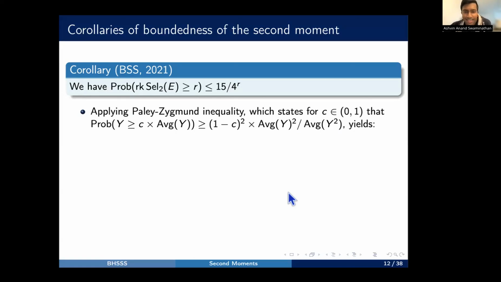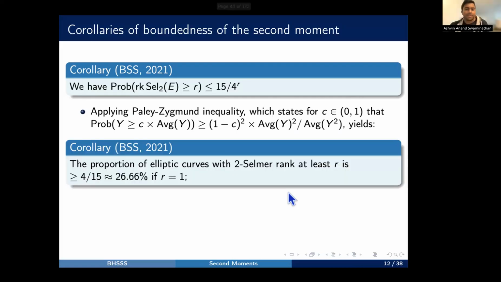If you apply that to this setting, you deduce the following: the proportion of elliptic curves with 2-Selmer rank at least r is at least 26.66% if r equals 1. So 26.66% of curves have 2-Selmer rank at least 1, and at least 6.66% of curves have 2-Selmer rank at least 2. These are more or less immediate corollaries of the first and second moment results together.